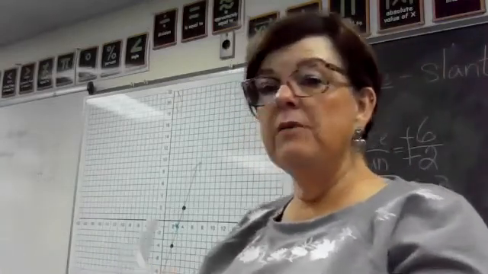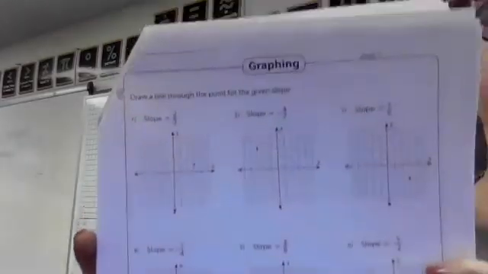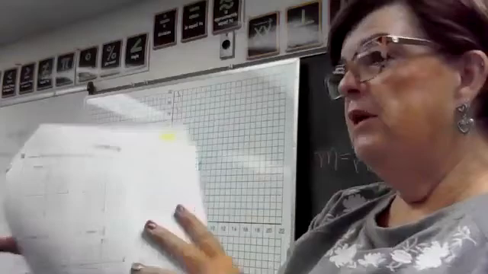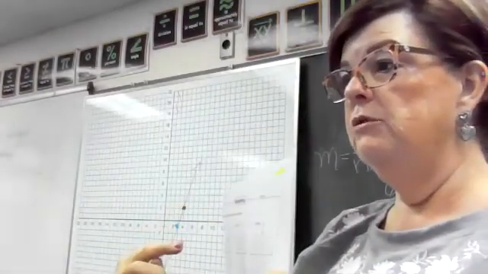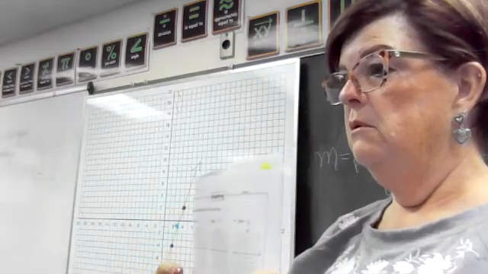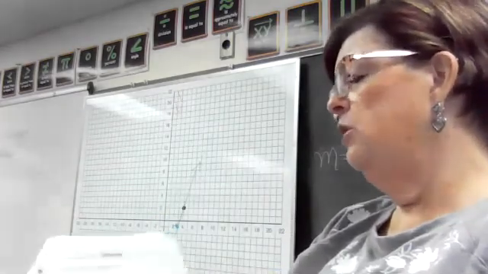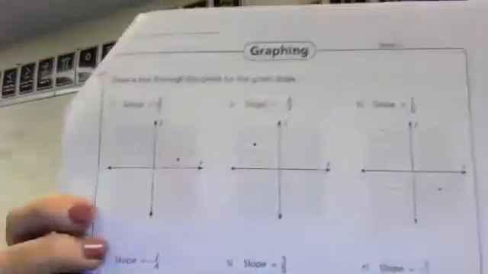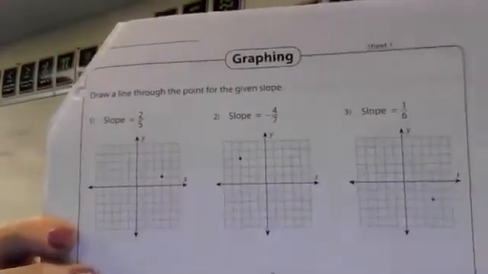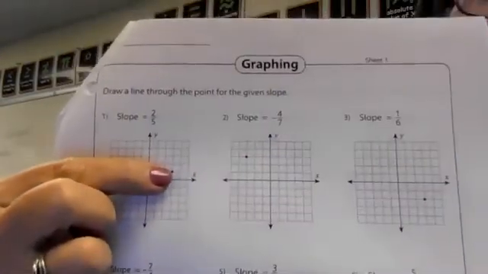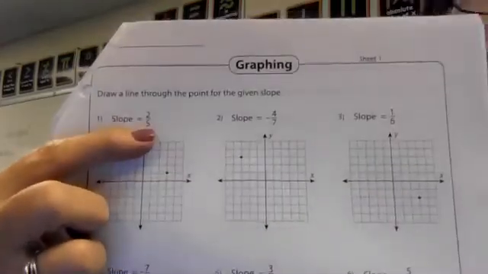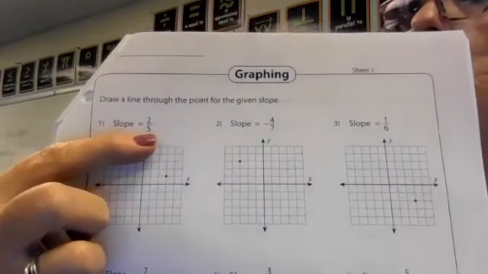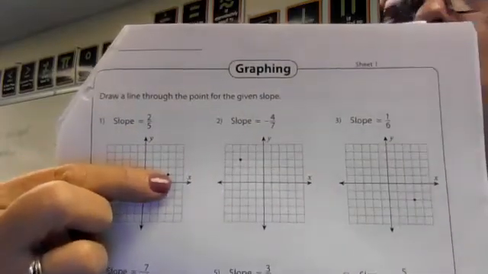Okay, now the next one I'm just going to talk to you about. It is, if you numbered your pages, page 5. And what it has is just a dot on here, and then it gives you a slope. Up at the top, it says sheet 1, and it says graphing. It gives you a point, and then it tells you to draw the line through the point that has the slope that they gave you. So I'm going to put this on the board, and I'm going to show you how to work it.